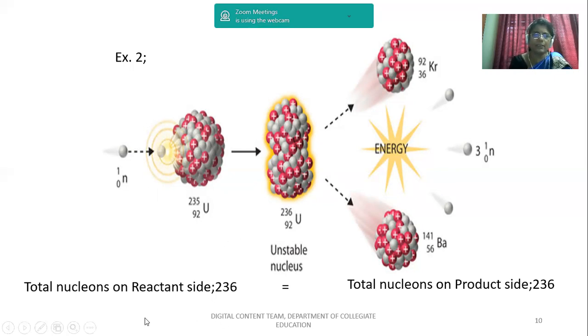Again, if we consider here also the number of nucleons on the reactant side, it is 235 from uranium plus 1 from neutron, it is 236. On the product side, if you observe, from krypton it is 92, from barium it is 141, and from neutron it is not 1. You remember there are 3 neutrons, so it is 3. So totally there will be 236 nucleons on the product side. So here the total number of nucleons on the reactant side is equal to the total number of nucleons on the product side, and that validates the law of conservation of nucleons in this particular equation or reaction.